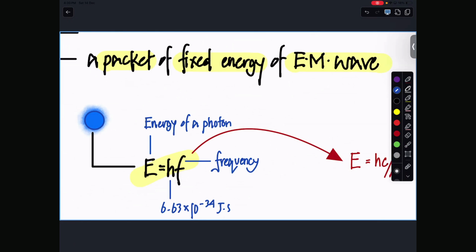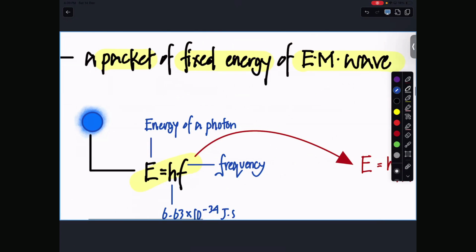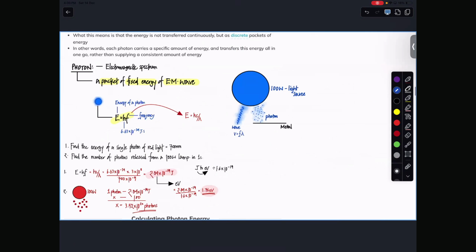But discrete means fixed values. For example, chairs are discrete values. They can't be any number, they have to be whole numbers. So the amount of energy that photons have from a light source is always a fixed value. They can't be a continuous range of values. Okay, let's move on to the next one.